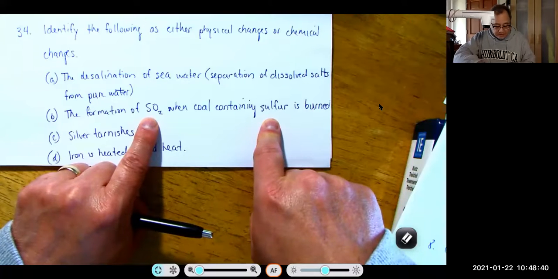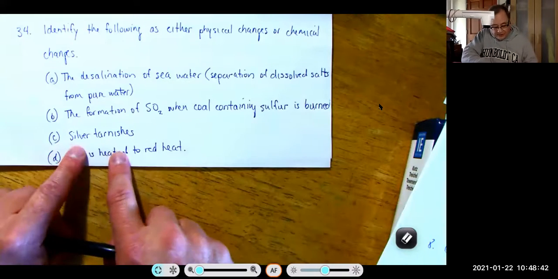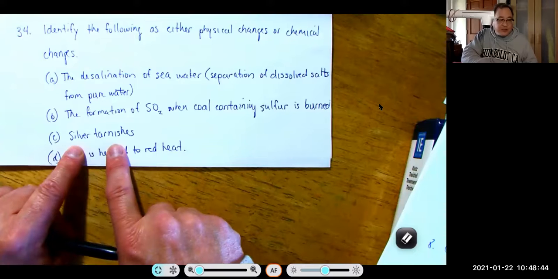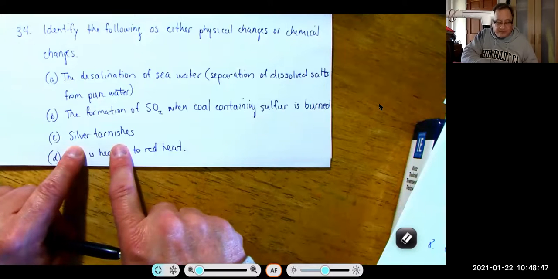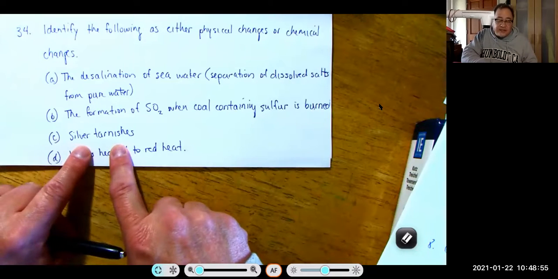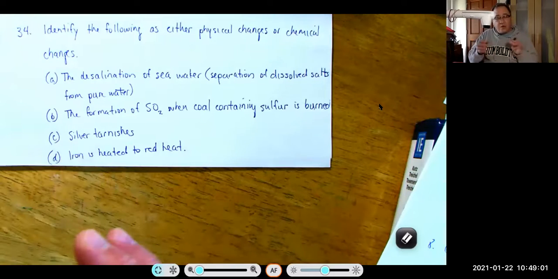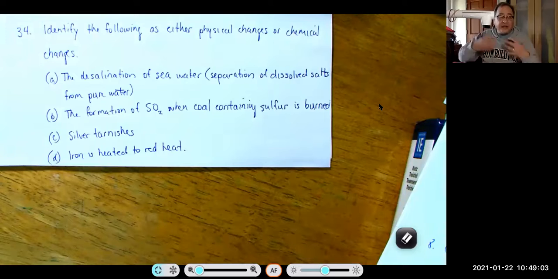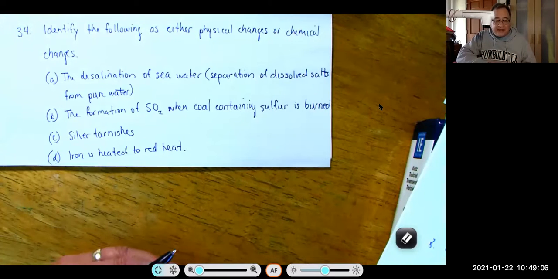Silver tarnishes. Now, it's easy to untarnish silverware, but it turns out that what you're really doing is scraping the tarnish off. You're not untarnishing it. Turns out that the silver is reacting with sulfur compounds to make the tarnish. So you're getting a silver compound with sulfur compounds in a new compound, and this is a chemical reaction. This is one you probably need to look up.